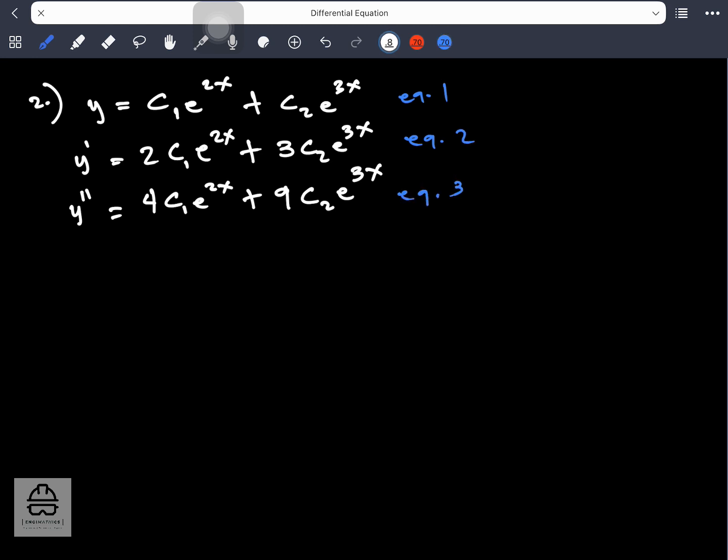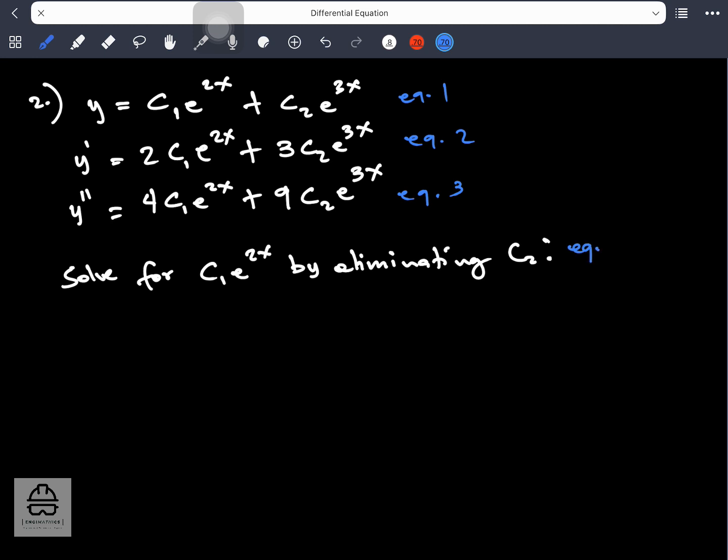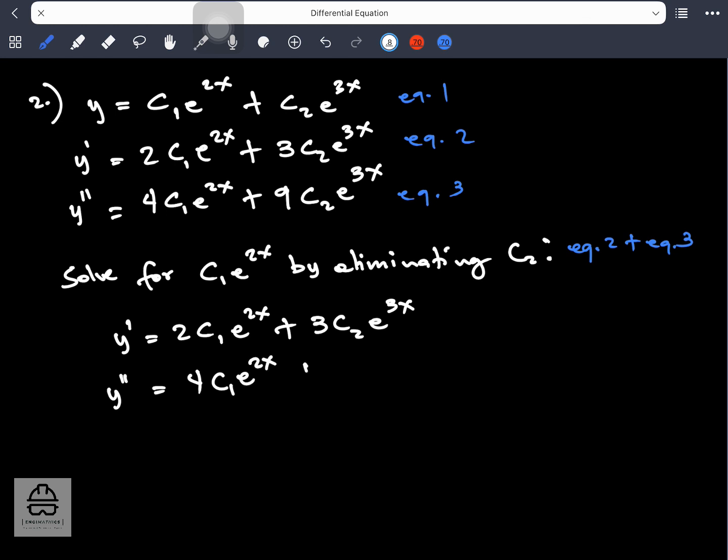Okay? Let's now solve for c sub 1 e raised to 2x by eliminating c sub 2. Okay? So, we will be using equation 2 plus equation 3. Copy equation 1, y is equal to 2c sub 1 times e raised to 2x plus 3c sub 2 e raised to 3x. Then y prime is equal to 4c sub 1 e raised to 2x plus 9c sub 2 e raised to 3x, okay?